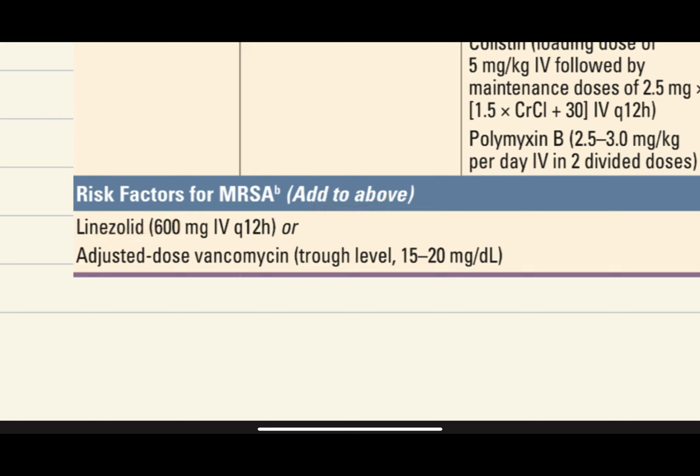Remember, for patients with risk factors for MRSA, always include vancomycin or linezolid.